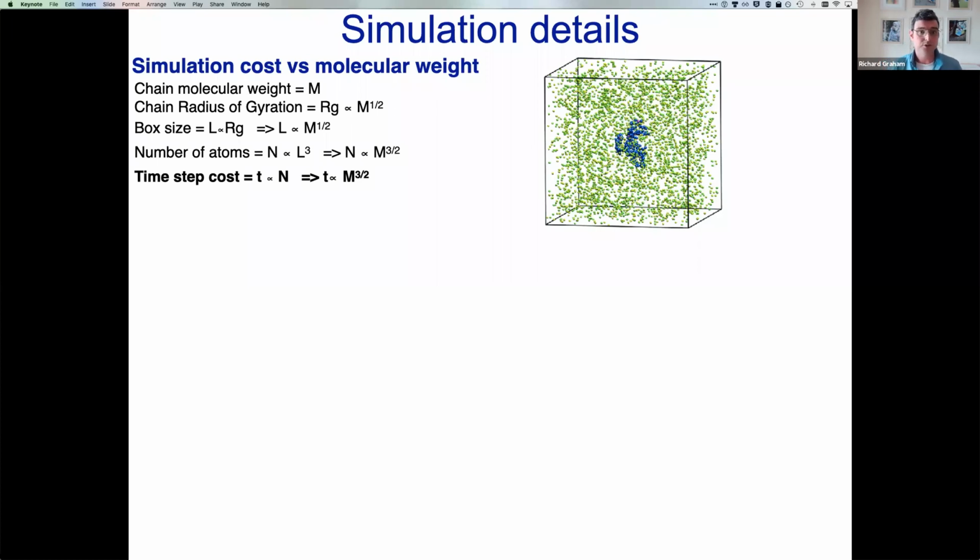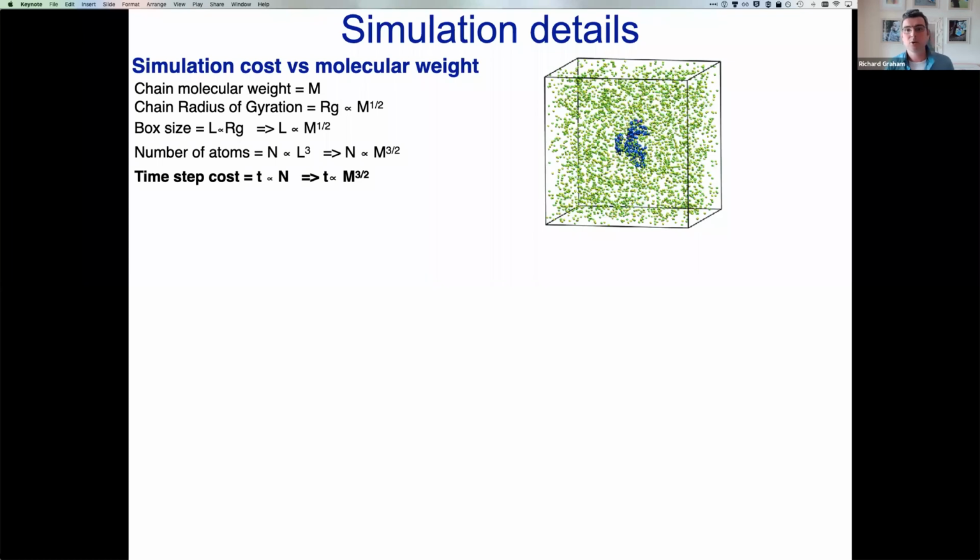And that's what this first calculation is. Essentially the constraint is that the box needs to be big enough to fit the chain in. So there's a scaling theory that tells you how the size of the chain, the radius of gyration, scales with the molecular weight. We needed a box that was big enough to fit in that chain. And so that told us how our number of atoms scaled with the molecular weight, and we knew that the time step cost was going to be proportional to that because we're using a finite length cutoff. So that gave us an estimate for the scaling of the time step cost with molecular weight.